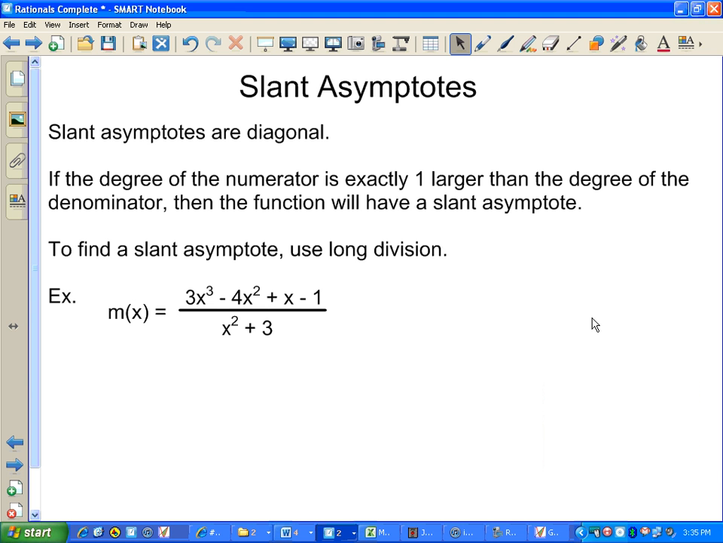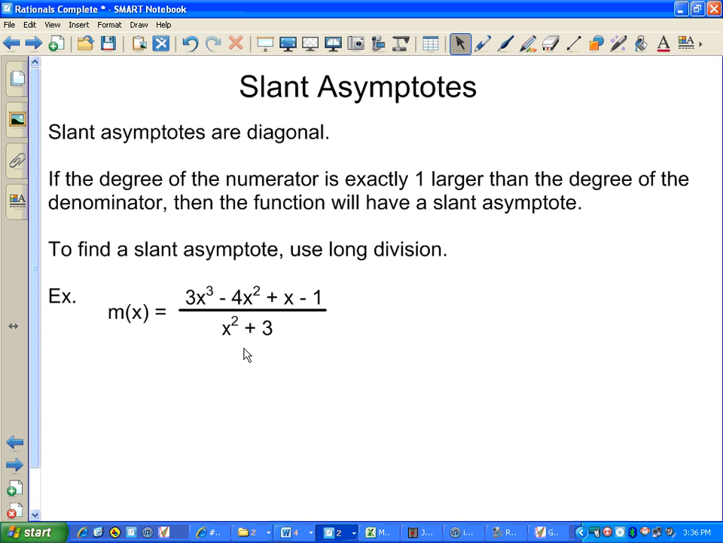The last type of asymptote that we have are slant asymptotes, and these only occur in one specific case: when the degree of the numerator is exactly one larger than the degree of the denominator. In this case, I've got a degree of 3 on the top and a degree of 2 on the bottom. That means I'm going to have a slant asymptote. And these asymptotes, again, apply to what's happening as our x values get very big positive or very big negative.